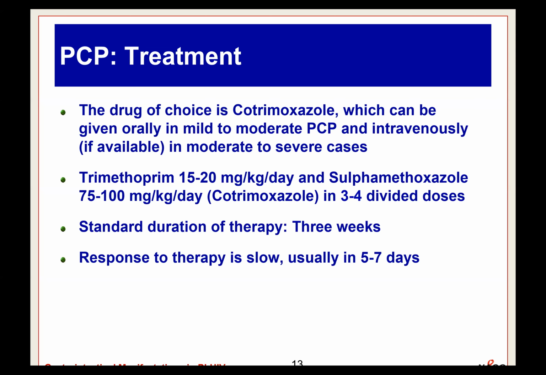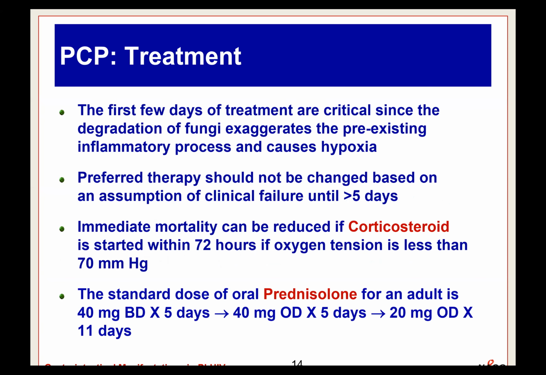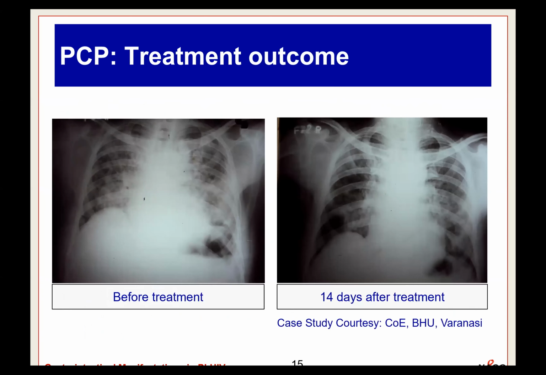And as far as ART initiation in these patients is concerned, you may delay a bit. So ART initiation can be done after 3 weeks in these patients. Corticosteroids can be given in some patients, especially if the PCP is severe, but in mild cases it may not be required. This is one of the examples of before treatment and after 14 days of treatment with cotrimoxazole.